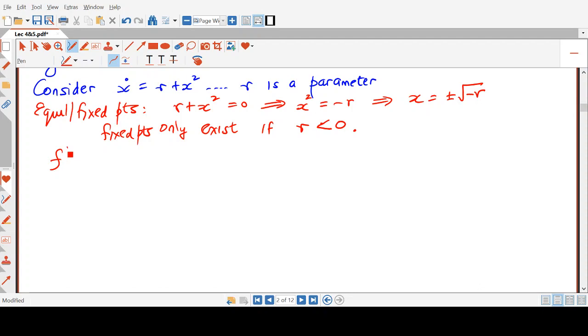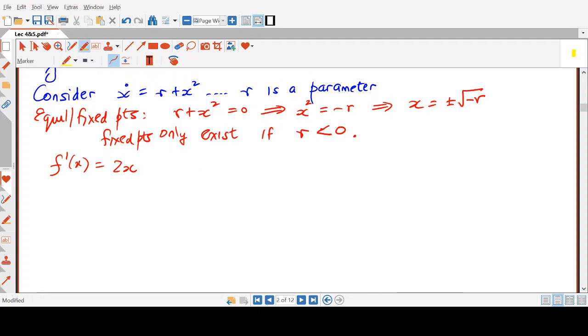Now, let's just say, what is f dash x? Differentiate the right-hand side: the derivative of r is 0, the derivative of x squared is 2x. So I'm differentiating this green guy here. The derivative of r is nothing. The derivative of x squared is 2x. Let's plonk in the two fixed points. f dash at root minus r is 2 root minus r.